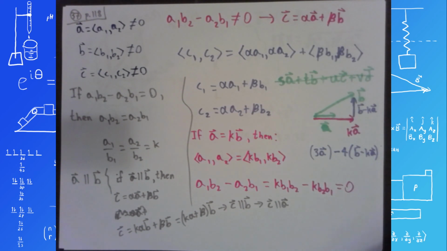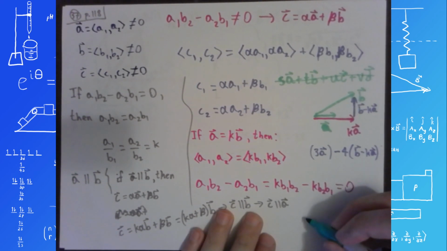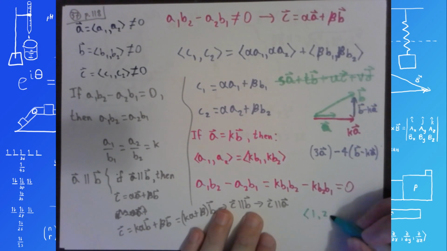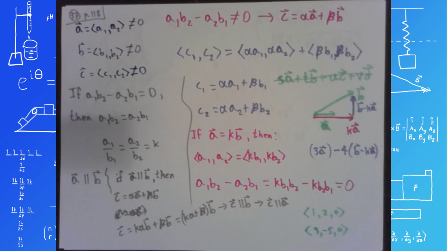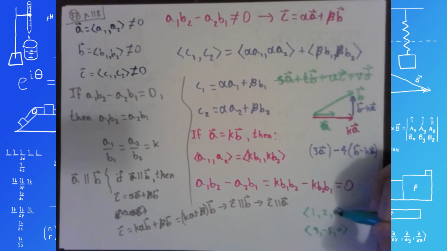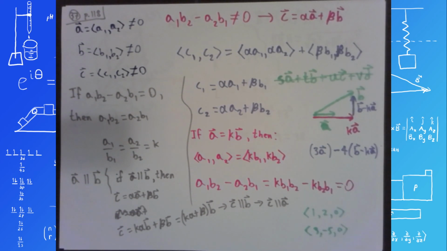Because in 3 dimensions, if I had, for example, a vector of, let's say, components 1, 2, and 0, and I had another vector of components, let's say 3, -5, and 0, then with these 2 vectors alone, it would be impossible to create any component along the z direction, which is not good.